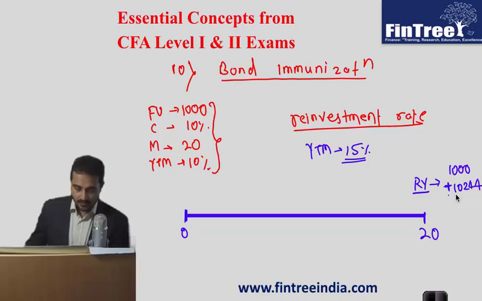So by the end of year 20, the total cash flows that you'll have is 11,244. Are we in agreement? And at what price did you purchase the bond? 1000, because it must have been issued at face value. So now we can calculate what is your true realized yield.